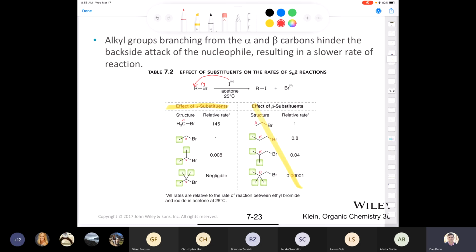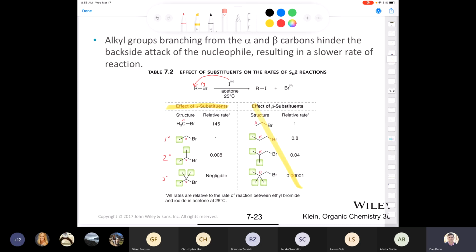If I have only the 3 hydrogens on here, you can see that it's going to occur 145 times faster than if I have a methyl group. Look what happens when I have 2 methyl groups. Whoa, you can see the reactivity drops off a lot. If you take 145 divided by 0.008, this reaction is 18,000 times faster than this one. So you're thinking, that's going to take too long, I don't have that kind of time. And then if you have 3 methyl groups, a tertiary, so we're going from a methyl to a primary to a secondary to a tertiary, a tertiary is so crappy, it's not even going to work.